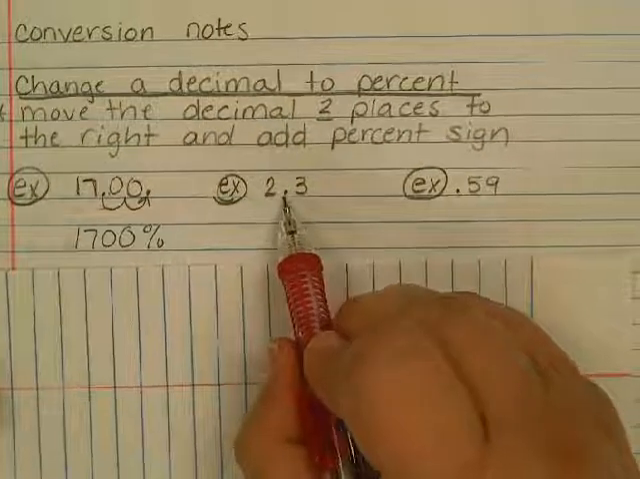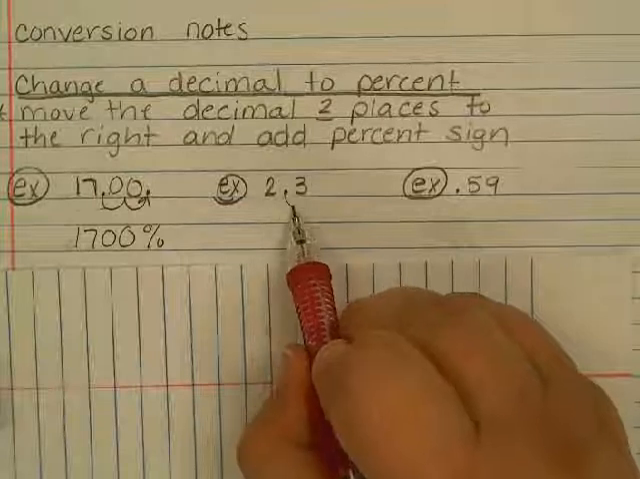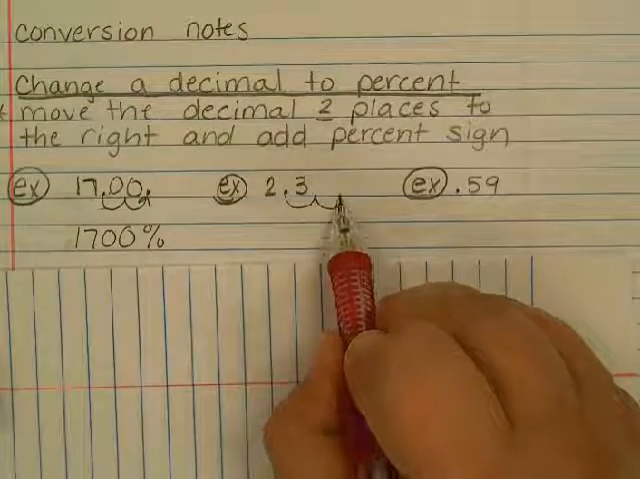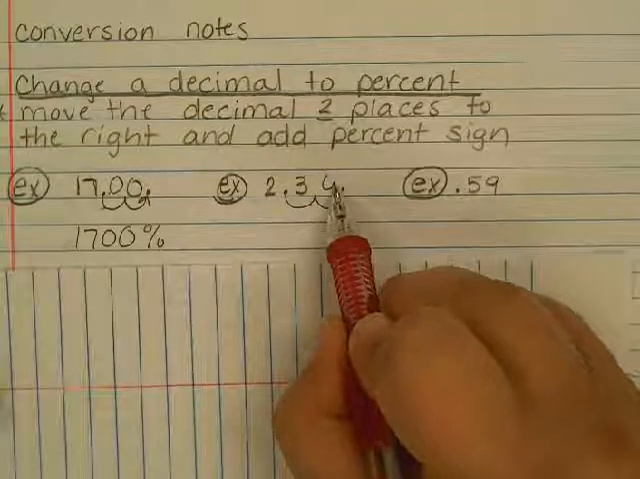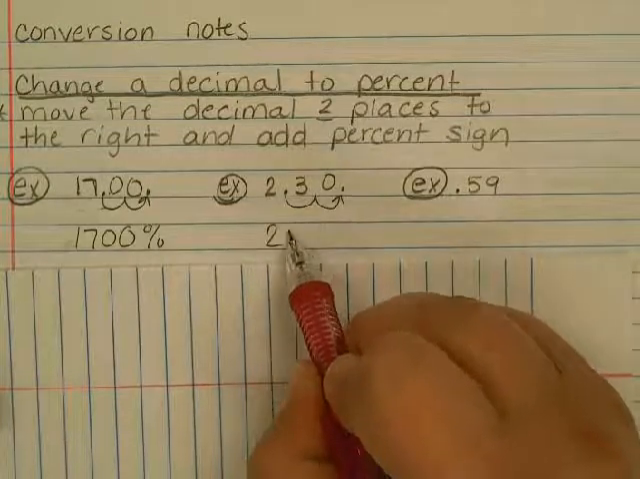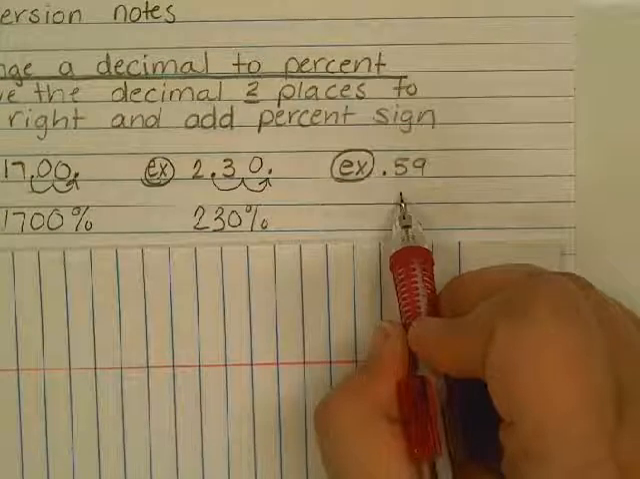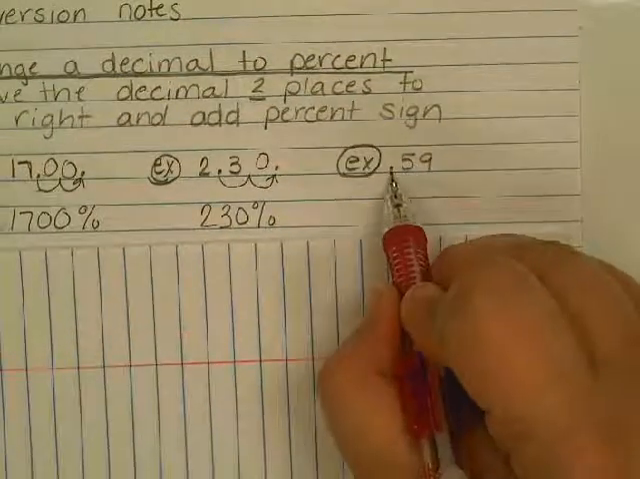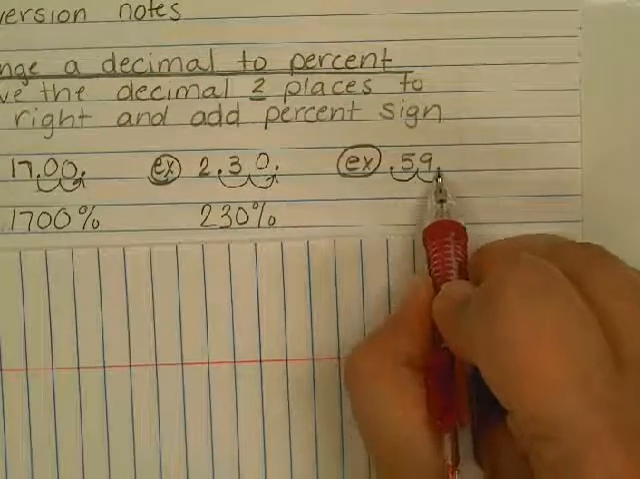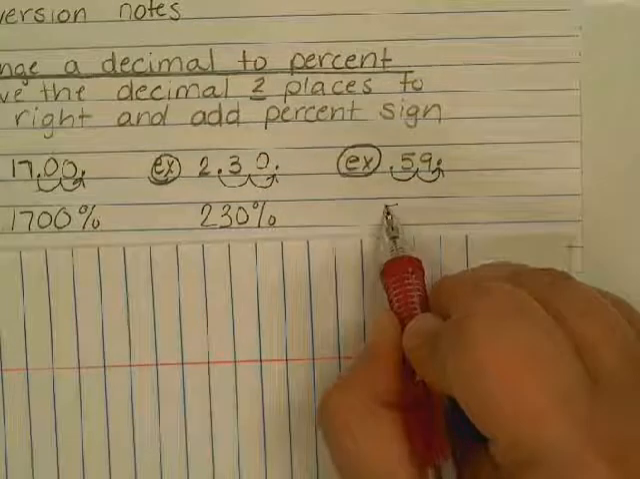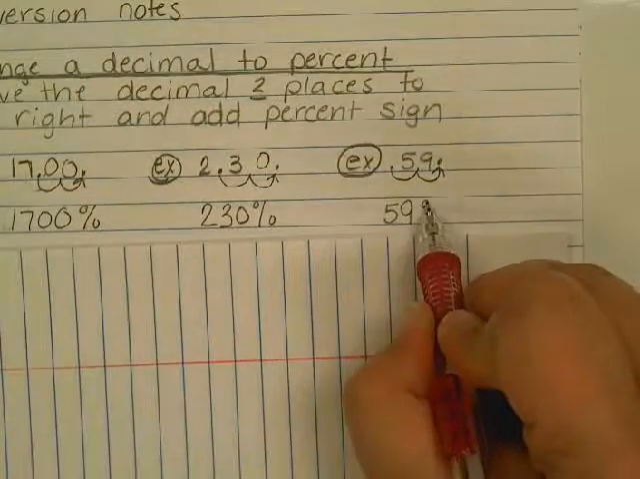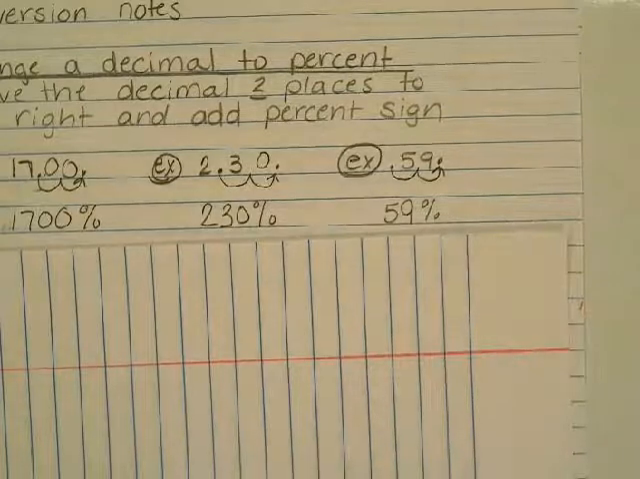For the example 2 3/10, I move my decimal 2 places, so 1, 2. Again, I will have to add in a 0, which gives me 230%. And for the last one, 59 hundredths, I move it 1, 2, and now I have just the whole number 59 written as a percent.